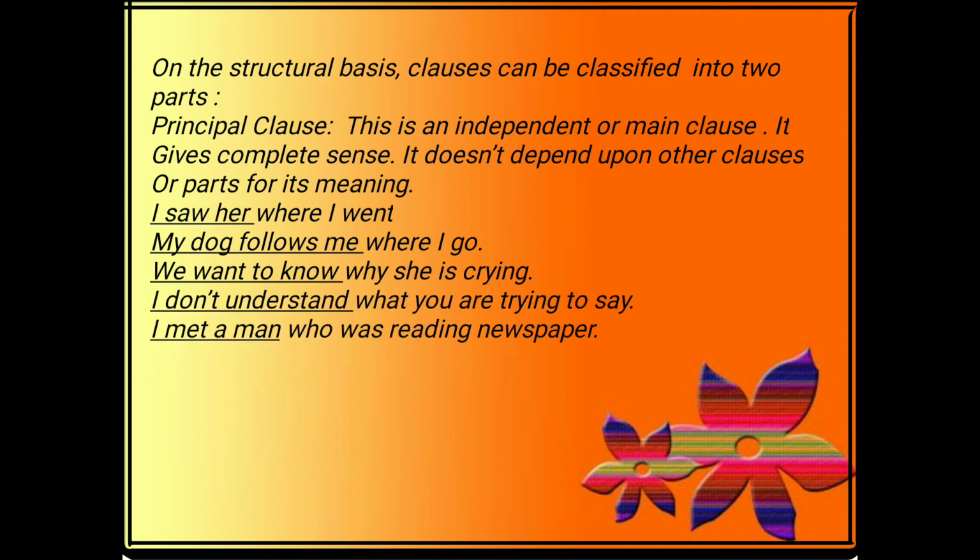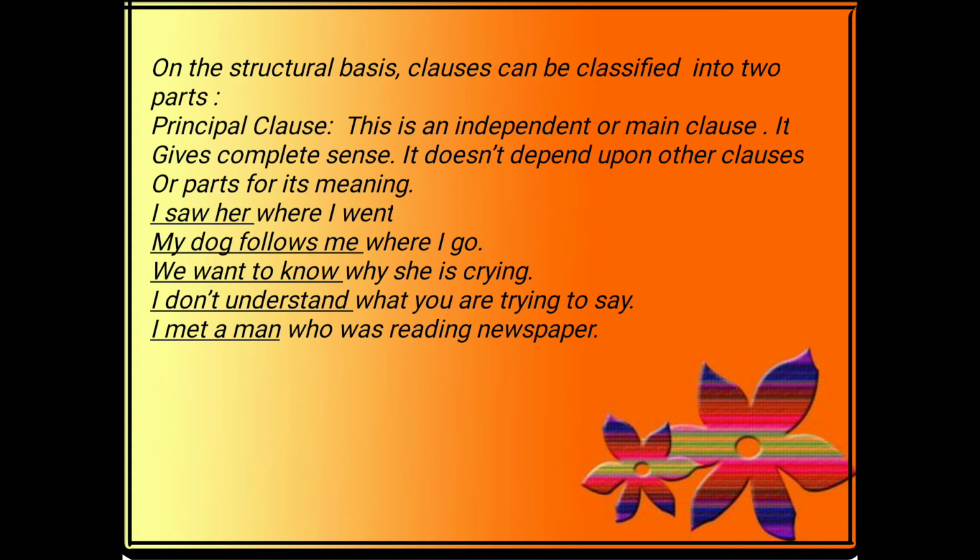Next is, I don't understand what you are trying to say. Here the conjunction is what? So after the conjunction the sentence will be subordinate clause. So what it will be? What you are trying to say. This is subordinate clause. I don't understand. This is your principal clause.